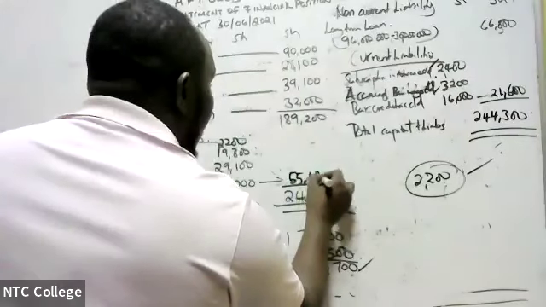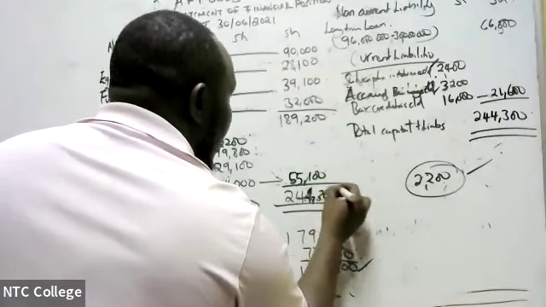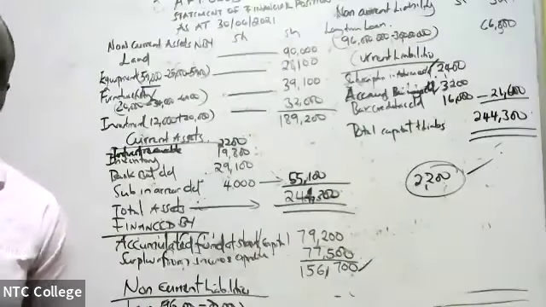55,100. So that is 244,300. So back to Elizabeth.